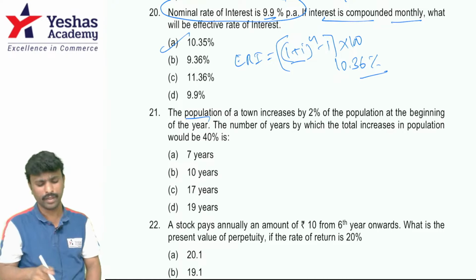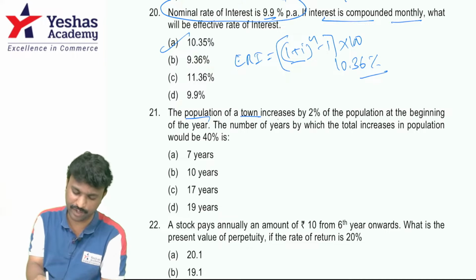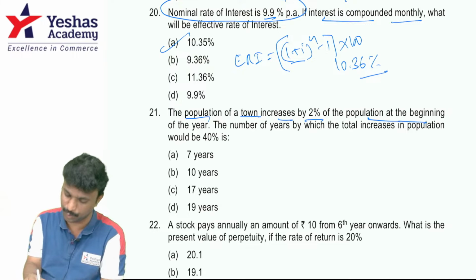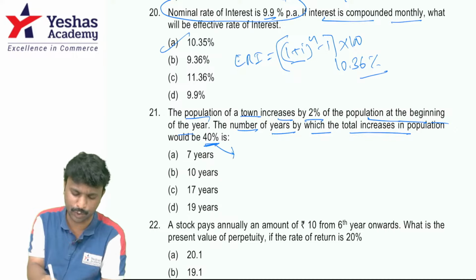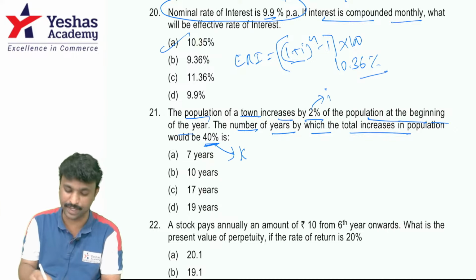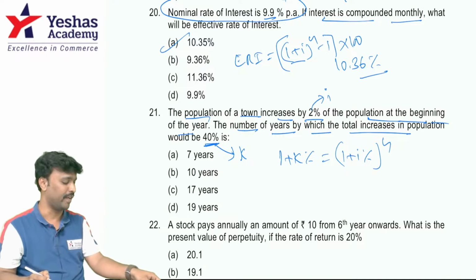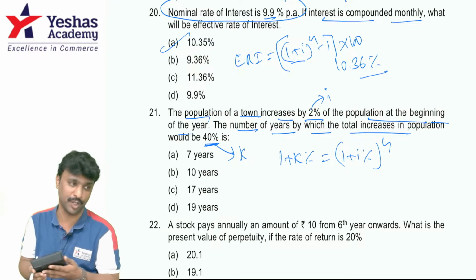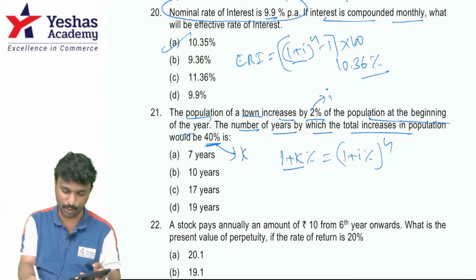Next question. Guys, we have solved this question yesterday. Once again, we will solve it. The population of a town increases by 2% of the population at the beginning of the year. The number of years by which the total increase of population would be 40%. Whenever total increase is given, that is k. So i is 2%. So 1 plus k percent is equal to (1 plus i percent) power n. This is the one-liner you can use whenever you know the total increase in the population.